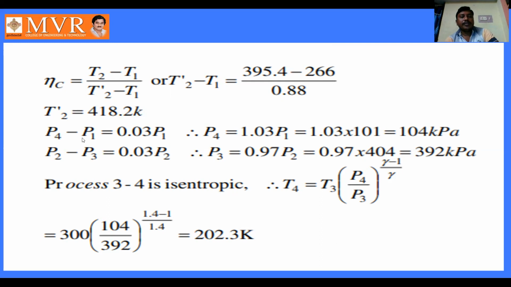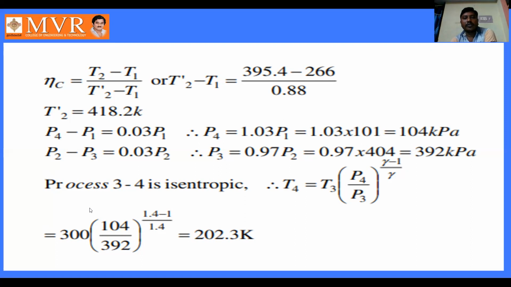See here, P4 minus P1 is equal to 0.03 P1, and therefore P4, after substituting the P1 value, we are going to get P4 as 104 kilopascals, and the P3 value we are going to get as 392 kilopascals.